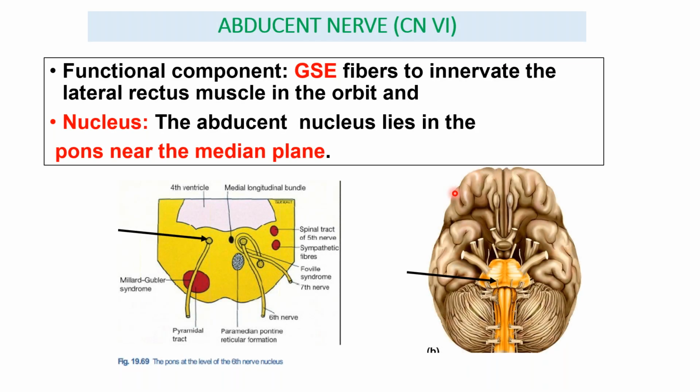The abducent nerve nucleus is in the somatic efferent column, because it innervates the lateral rectus muscle in the orbit. The origin of the nucleus is at the level of the pons. Remember, from the midbrain were the oculomotor and the trochlear nerves, but the abducent nerve arises at the level of the pons in the median plane.